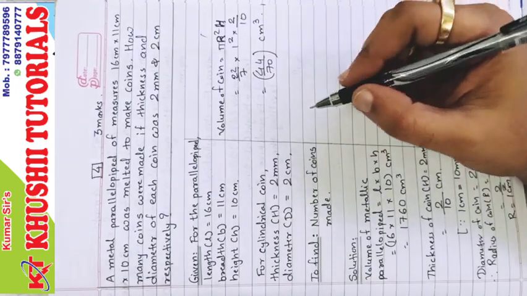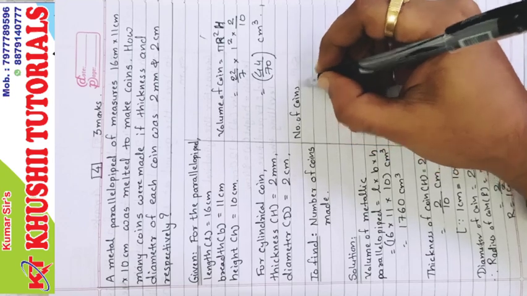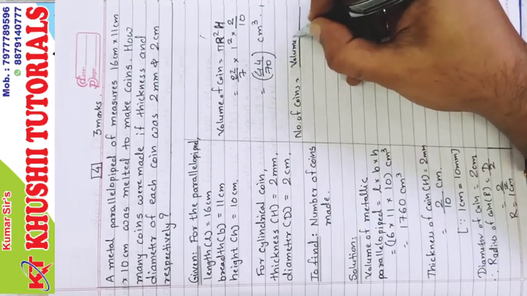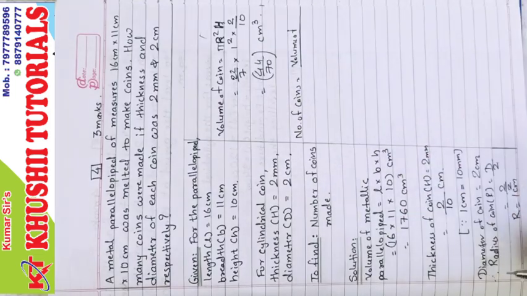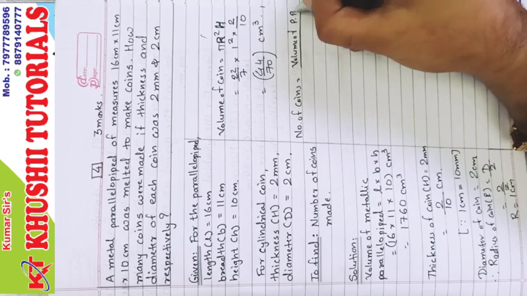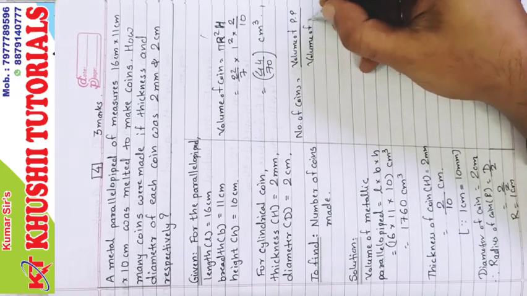The next, number of coins. Now number of coins will be volume of this parallelepiped upon volume of coin. I'll write PP right now.